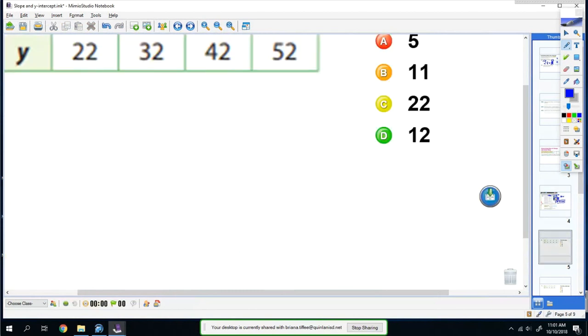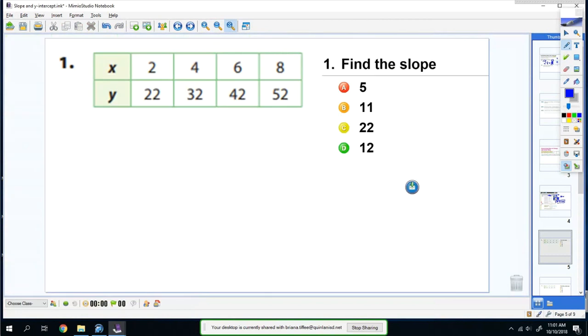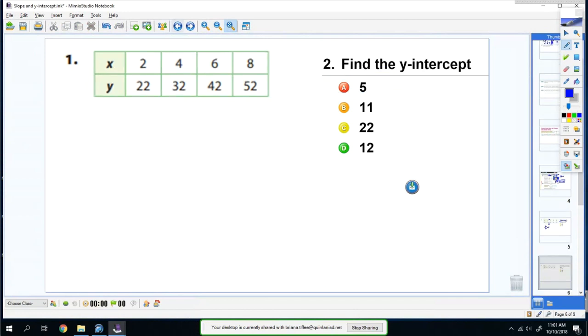Okay, so now on your turn, find the slope. So change of x is 2, change of y is 10. So it'd be 10 over 2, which equals 5. So now find the y-intercept. Well, I know that the constant rate is 5, so if I go down 2 to 0, I have to go down 10 from here to make that 12. So my y-intercept would be 12.